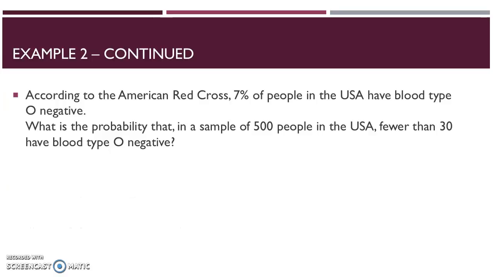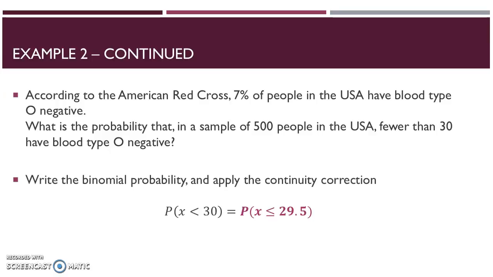Okay. Next thing I want to do is write my binomial probability. I'm looking for the probability of less than 30 people with blood type O negative. A regular less than sign would mean that it's the same as the probability that x is less than or equal to 29. When I have a less than or equal to, the continuity correction tells me to add 0.5. So I will be looking for the probability that x is less than or equal to 29.5.